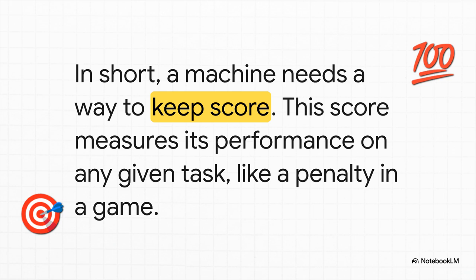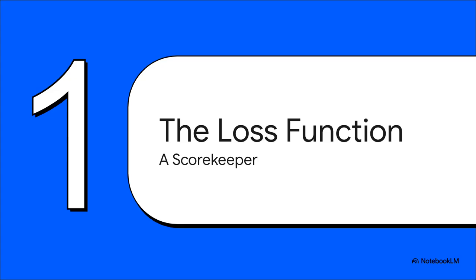The whole learning process is built around this pretty clever mathematical tool that's basically a scorekeeper, and it doles out a penalty every single time the machine makes a mistake. And that scorekeeper has a name. It's called a loss function. Its job is conceptually really simple. The bigger the mistake the machine makes, the higher the penalty score. So the goal, always, is to get the lowest score you possibly can.